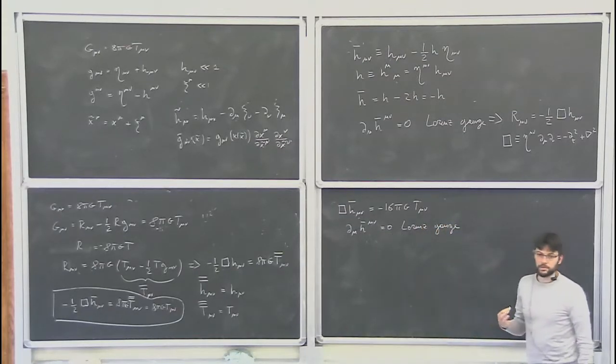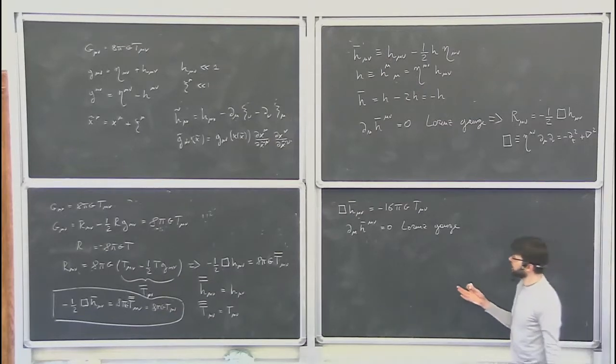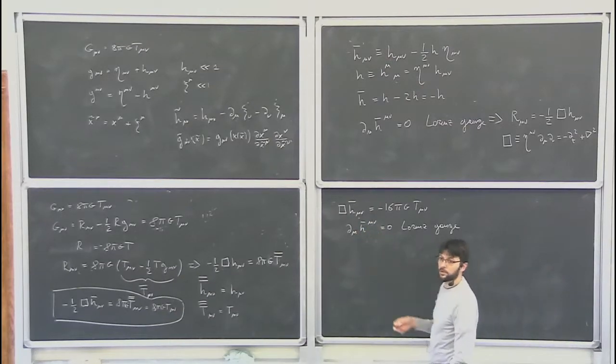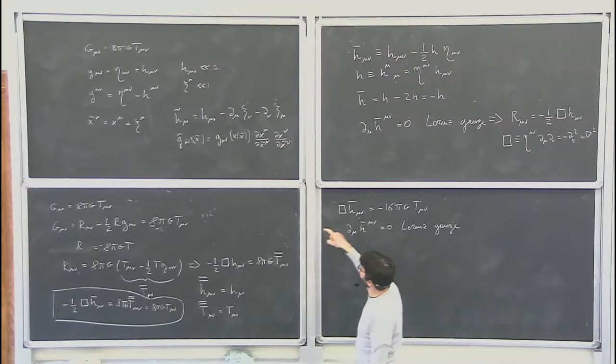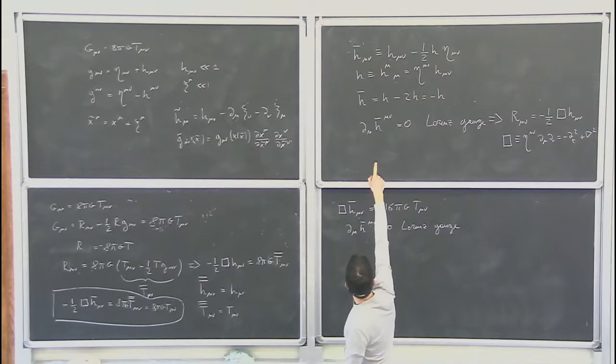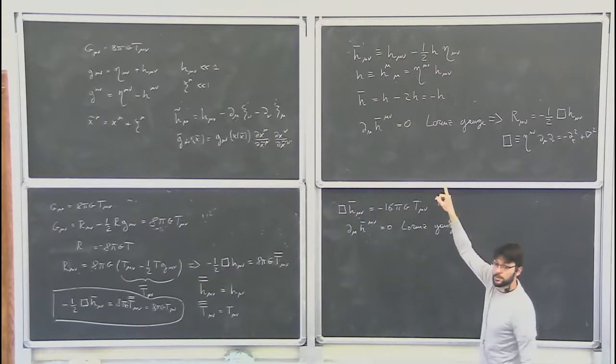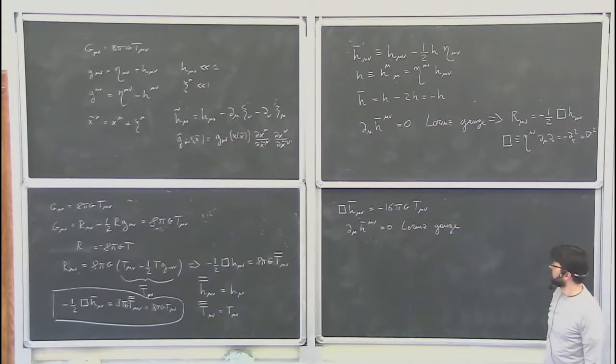So this is the equation for the propagation, because this is a wave equation, of the metric perturbations over flat space. So remember, this h mu nu is related to the original metric perturbation by that relation. So we get a nice wave equation.